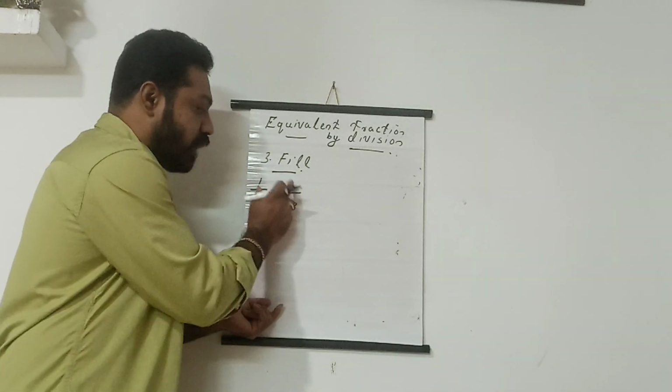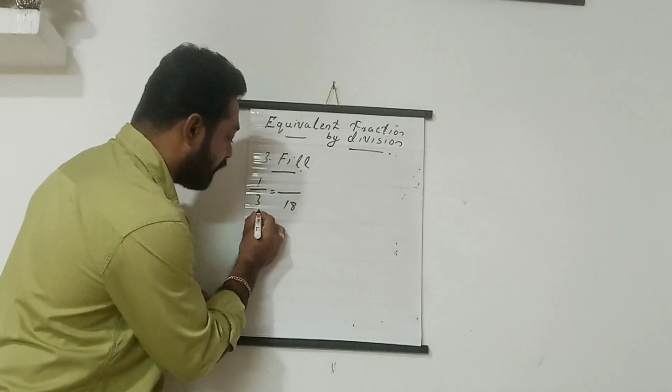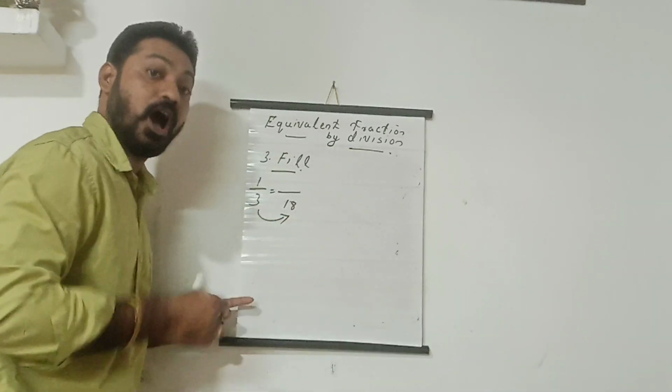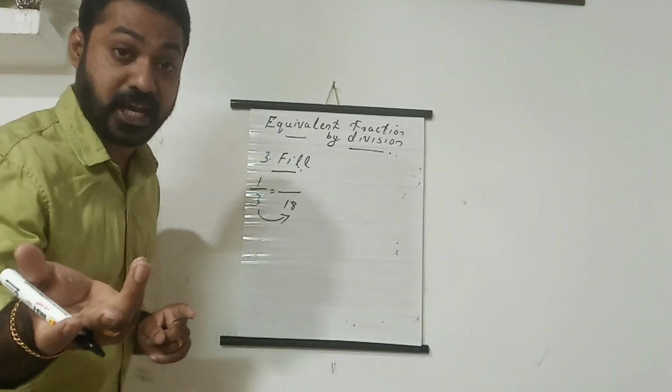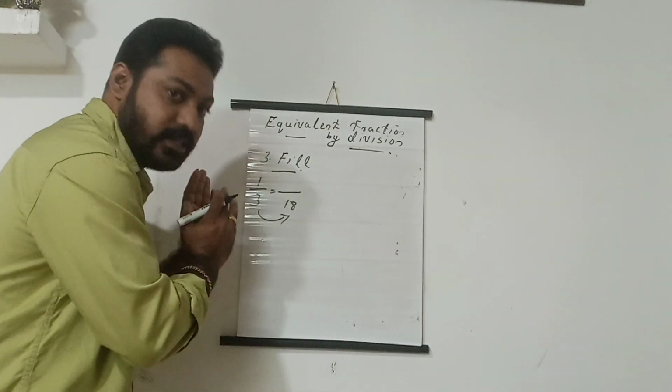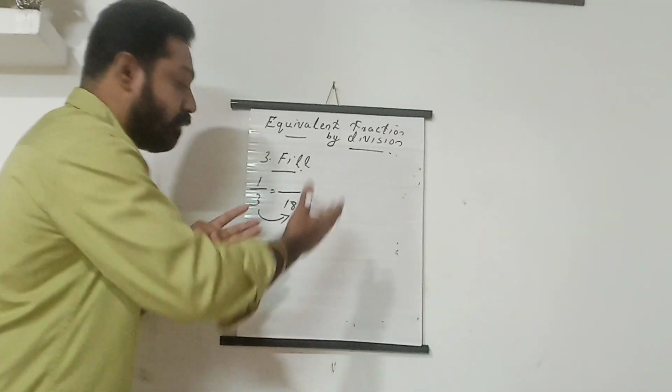1 by 3 is equal to dash by 18. So you have to think how this denominator becomes 18. How does 3 become 18? It's by multiplication only. I told you, if a fraction is getting bigger in size, it will be multiplied.